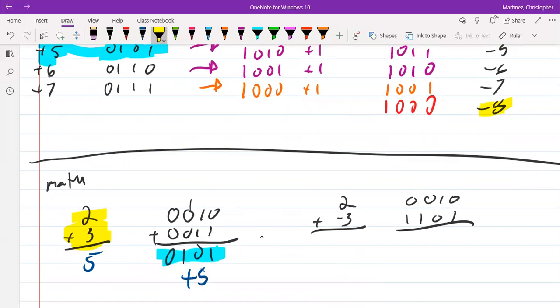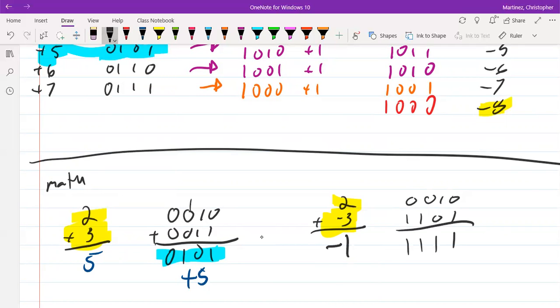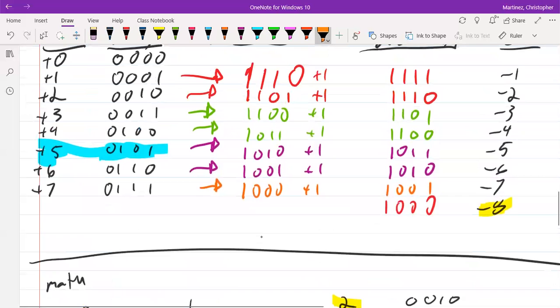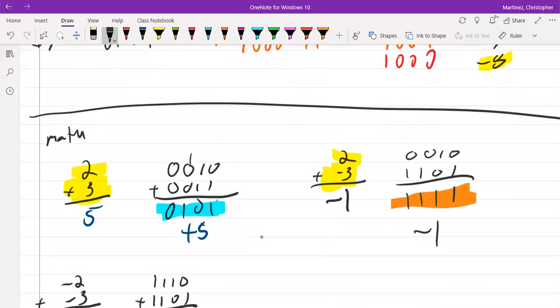All right, let's do another example. Let's do 2 plus a -3. So we have our digits set up. Let's add. 0 and 1 is 1. 1 and 0 is 1. 0 and 1 is 1. 0 and 1 is 1. So I get all ones. What did we want this result to be? We wanted this result to be -1. Let's see, what is 1, 1, 1, 1? We scroll up. We see that all ones, guess what? That's a -1. That was our result. And again, we did this without having to do any type of end around carry.